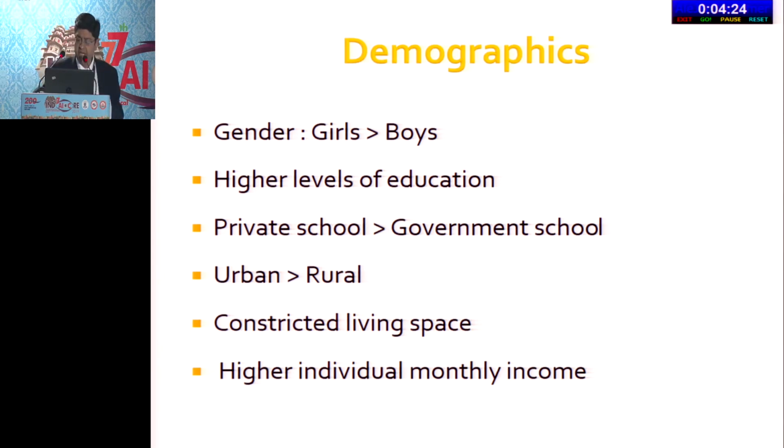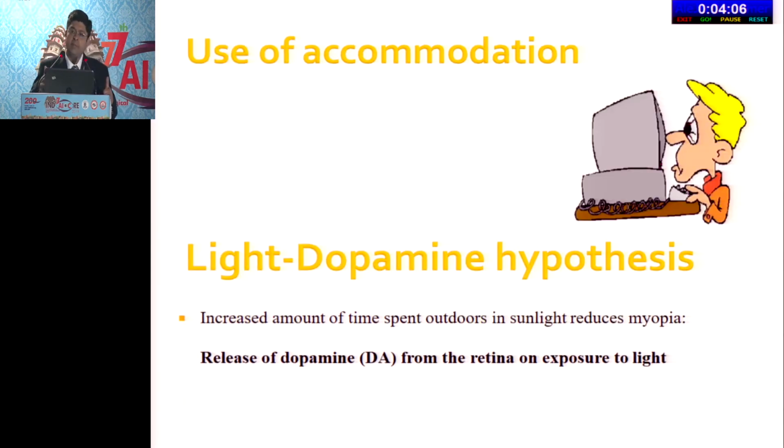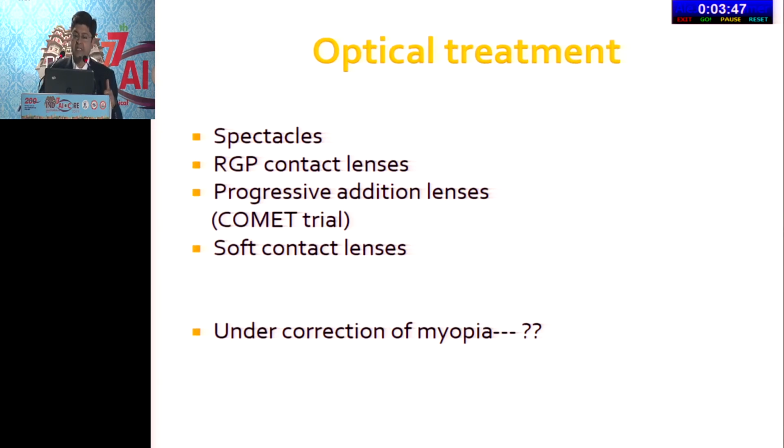One of the thoughts behind this, especially in East Asia and the urban epidemic that is happening, is that they are living in constricted spaces. There is no zero horizon, there is no infinity to see and for the eye to actually relax. And the constant indoor activity and close work increases the risk of myopia. So it's the use of accommodation which is one of the hypotheses considered to be responsible for this. The other is the light dopamine hypothesis, that going outdoors results in the release of dopamine on exposure to light, which limits or manages the progression of the axial elongation of the eye.